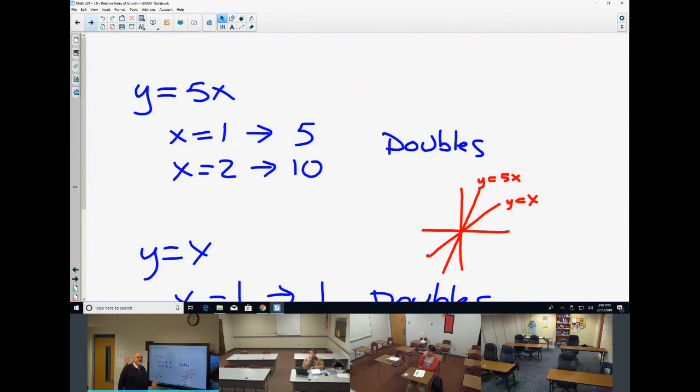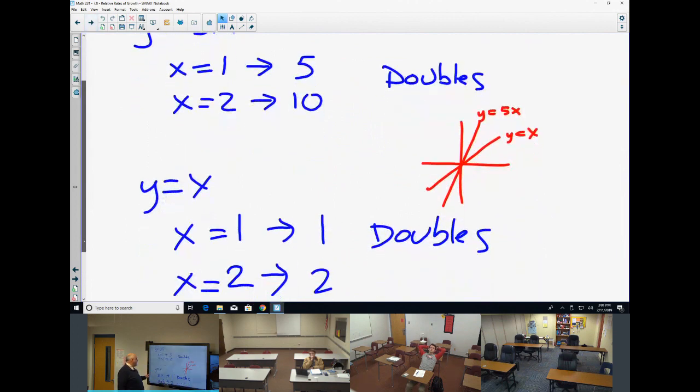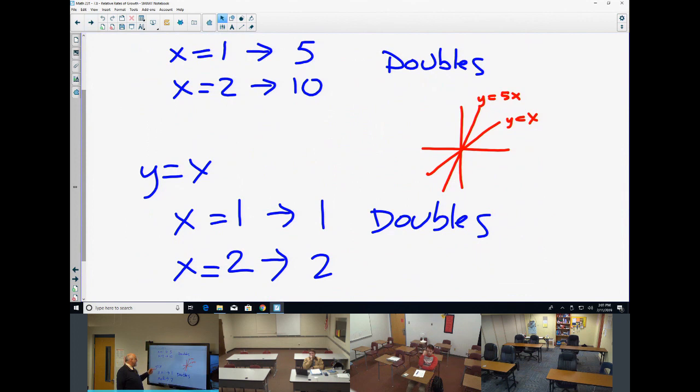Now, 5x and x, this is where I'm saying that you can't just use the graph to figure out which one grows faster. Because 5x is much steeper than y equals x. And if you just look at the graph, you might say, oh, the 5x grows quicker. You can't do that. Because when x is 1, y is 5. When x is 2, y is 10. So it's doubling in value. Well, for y equals x, when x is 1, y is 1, when x is 2, y is 2. It's also doubling in value. And so its growth rate is the same.